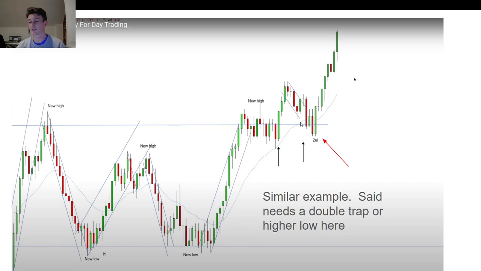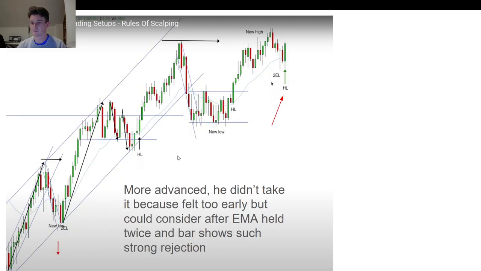But still, he doesn't mark it. And the reason is because you already have that break in new high, so you really need to wait on some sort of higher low or something of that nature. Or you said a double trap, which I guess mine was a double trap. So yeah, just some things to consider there.